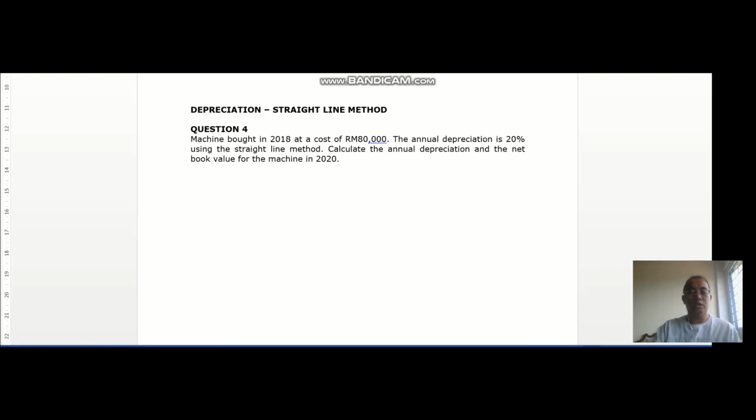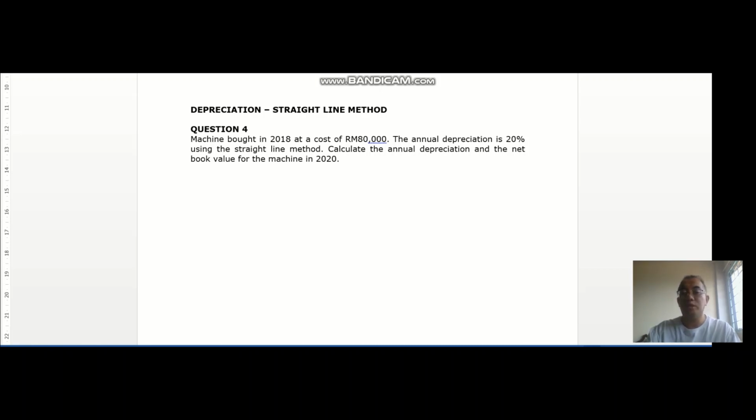Okay, so question number 4, still straight line method, as I said just now. Still the same as the previous one, but the question is a little bit different. Let me read the question for you. A machine bought in 2018 at a cost of 80,000. The annual depreciation is 20% using straight line method. Calculate the annual depreciation and the net book value for the machine in 2020.